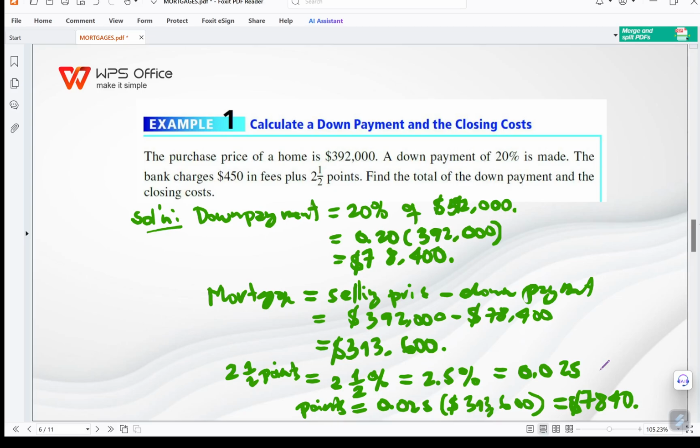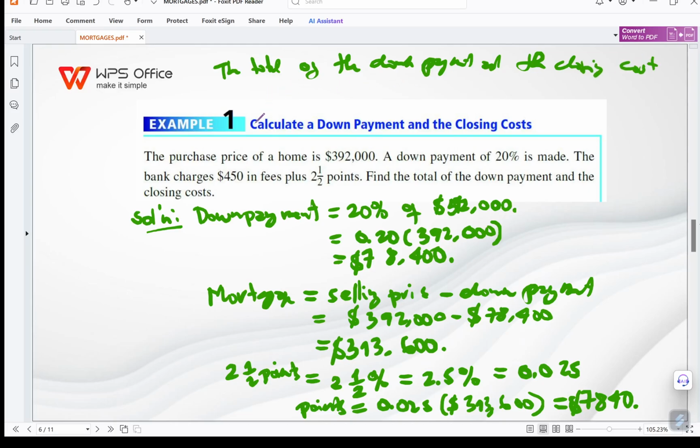So to find the sum of the down payment and the closing cost, you add all of the cost. Okay, so from that we put here the total of the down payment and the closing cost. So this is given as the mortgage, of course. I mean, we need to put here the down payment. Sorry.